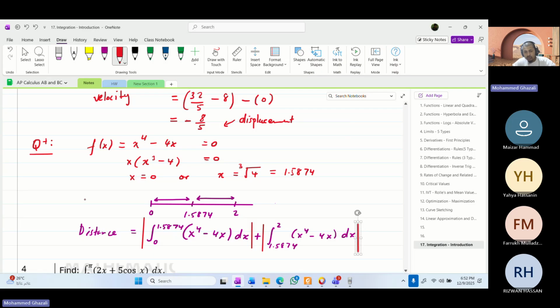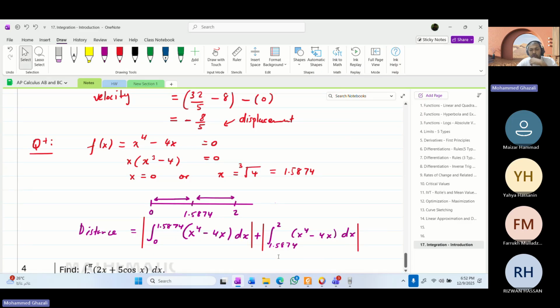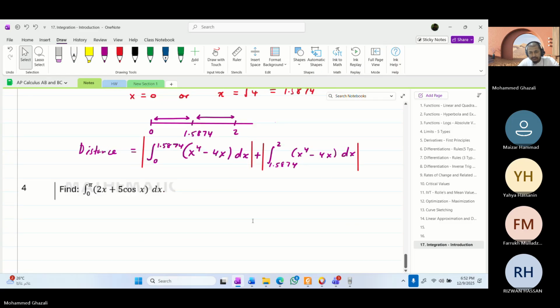Because now you are observing the odometer reading on your car, because we are finding the actual distance. Okay, guys? Just solve this now. It's easy. Right, let's look at the next example.